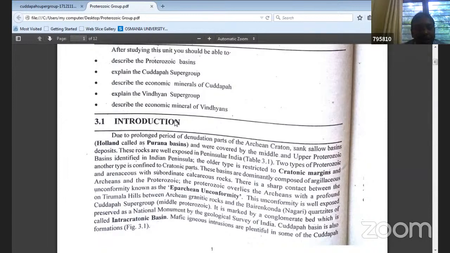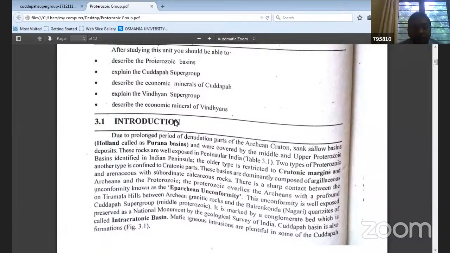There is a sharp contact between the Archeans and Proterozoic, and the Proterozoic overlies the Archeans with a profound unconformity. It is known as the Eparchean unconformity. This unconformity is well exposed on the foothills of Tirumala, located between the Archean granitic rocks and Bairankunda quartzites. The Bairankunda quartzites are also called Nagari quartzite. It is marked by a conglomerate bed and is preserved as a national monument by the Geological Survey of India.